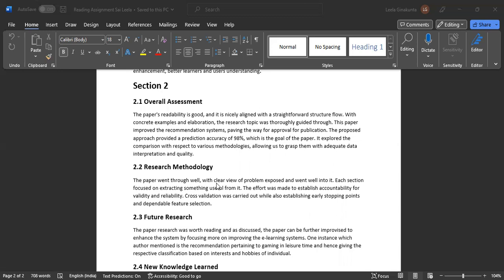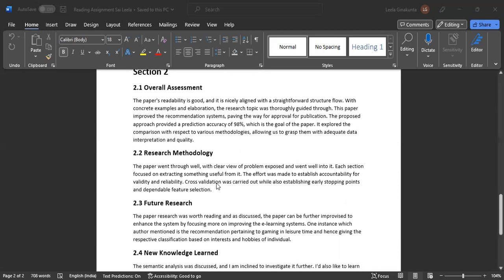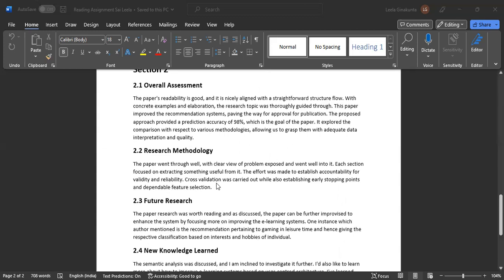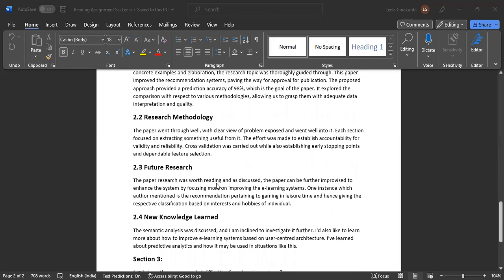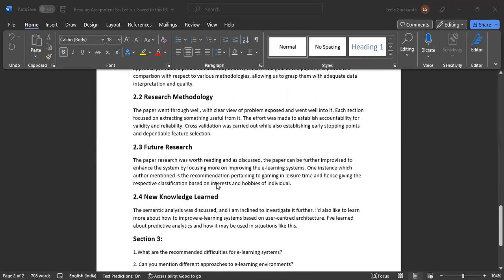It explored the comparison with respect to various methodologies, allowing us to grasp them with adequate data interpretation and quality. The paper went through well with a clear view of the problem exposed and went well into it. Each section focused on extracting something useful from it, so the effort was made to establish accountability for validity and reliability. Cross-validation was also carried out while also establishing early stopping points and dependable feature selection.